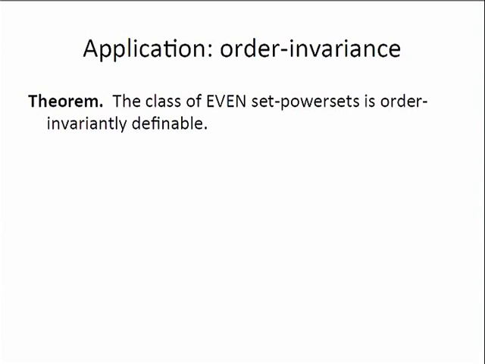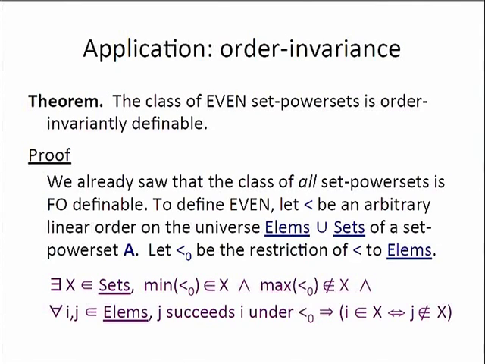Okay, so now I want to show that the class of even set power set structures, which we just showed is not first order definable, is in fact order invariantly first order definable. So it's first order definable in order invariant first order logic. We've already defined the set of all set power set structures in first order logic, so all we need to do is define the set of even ones within that class. And how do we do that if we're given some arbitrary linear order on the entire universe?